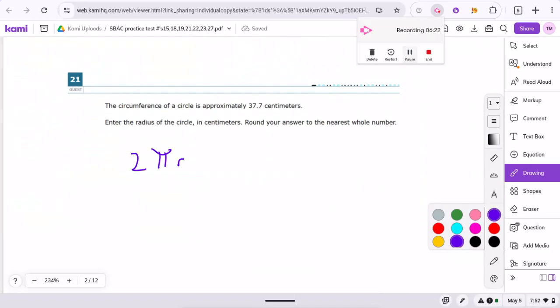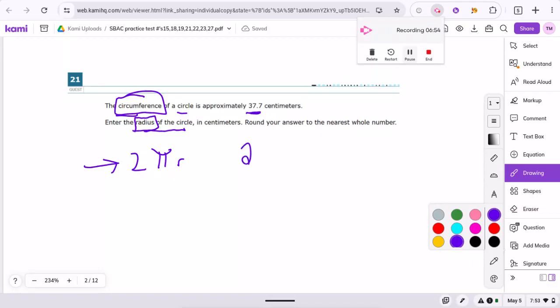So for number 21, it says the circumference of a circle is approximately 37.7 centimeters. It wants to know the radius in centimeters. So the formula to get circumference is 2 times pi times r, or it could be pi times diameter. But since they're asking for the radius, I could use this one. So 2 times pi times r.